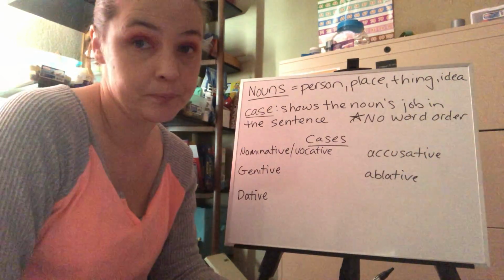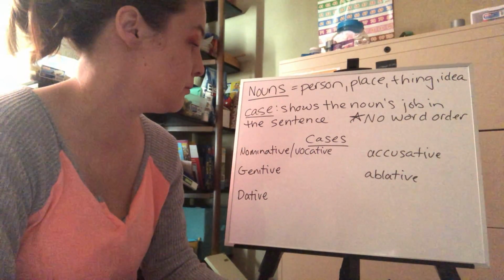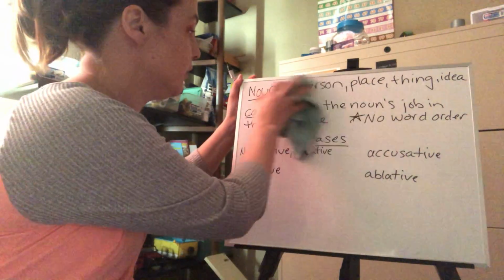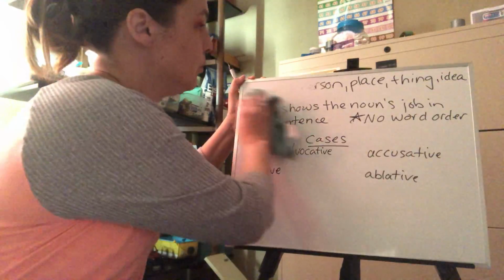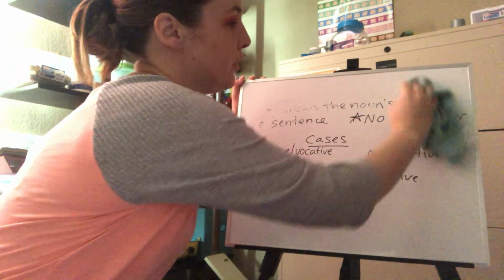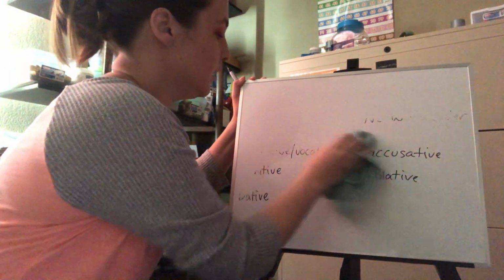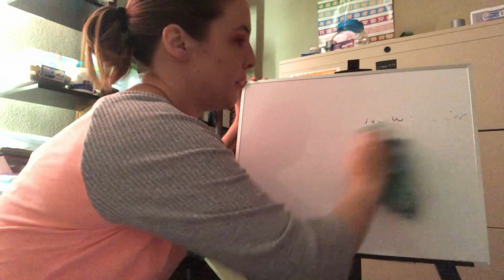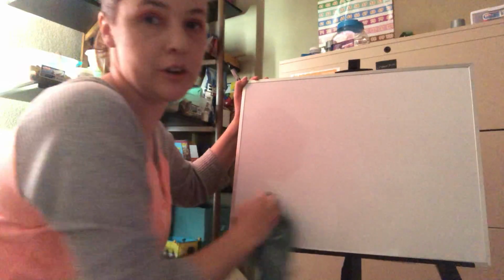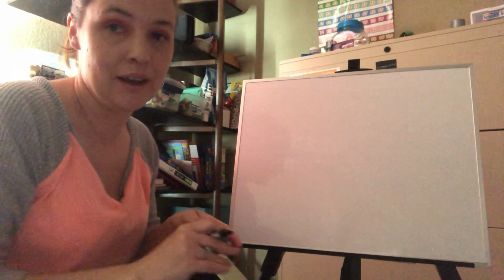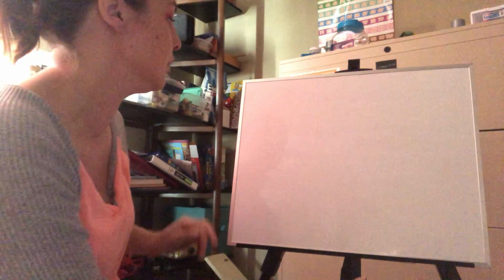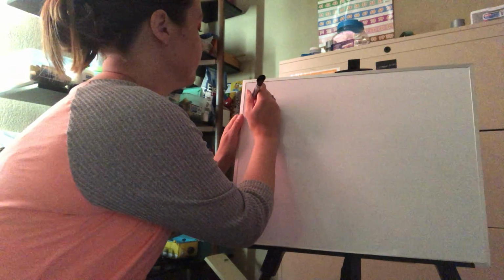So here we go. Let's talk about each case and what it's going to do. I'm going to erase this, and we're going to hit each case, and we're going to talk about its job in the sentence. And then, once we get that down, we are going to get some endings put up here, and we're going to talk about how you decline a noun. You conjugate verbs, you decline nouns, okay? That's how Latin works. So here we go.